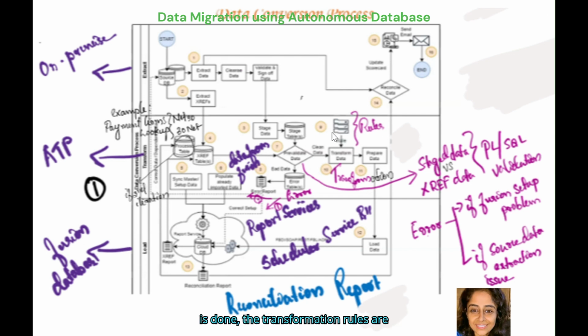Once that is done, the transformation rules are applied and data is prepared and loading of the data happens in the next phase. Once the data is loaded into the Fusion, then reconciliation reports are generated, and this will update the scorecard and send them via email to the stakeholders.